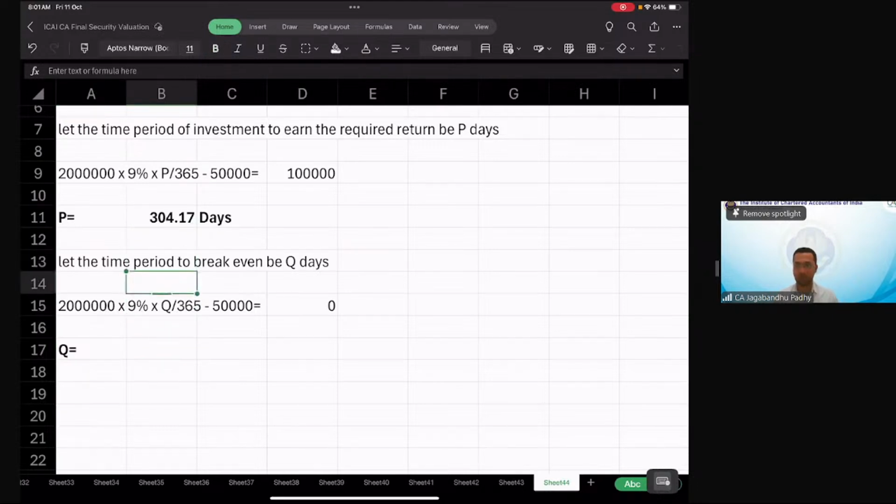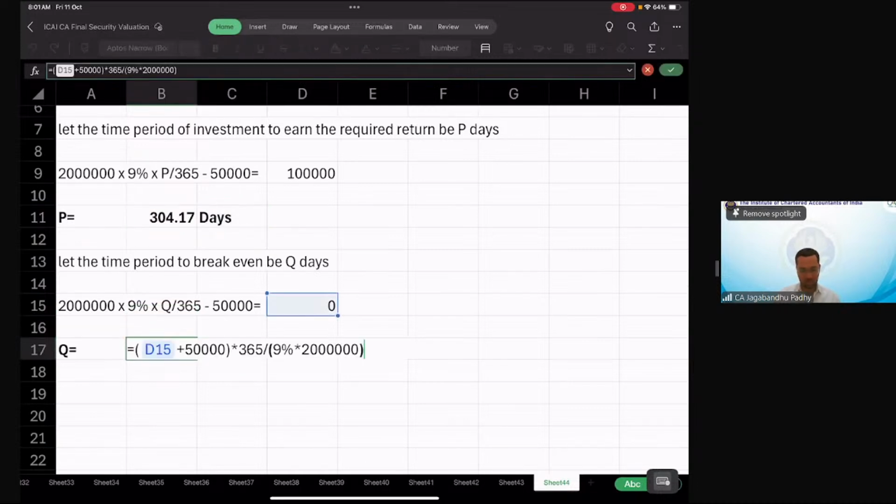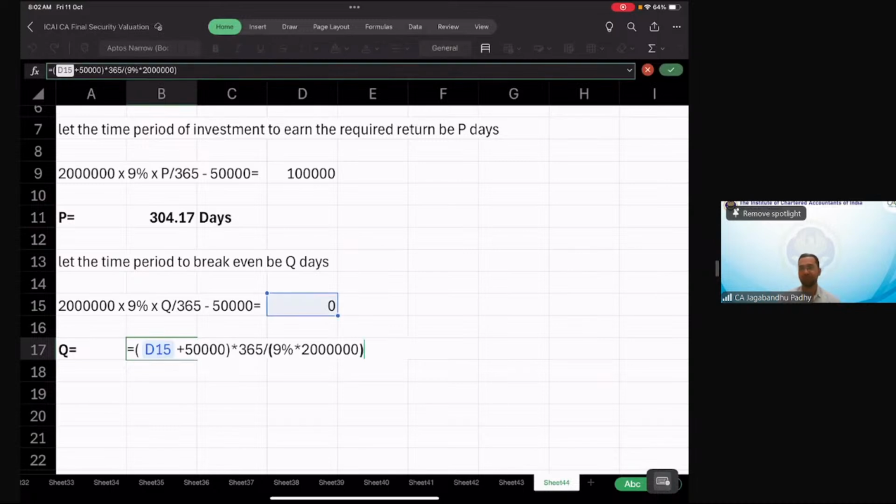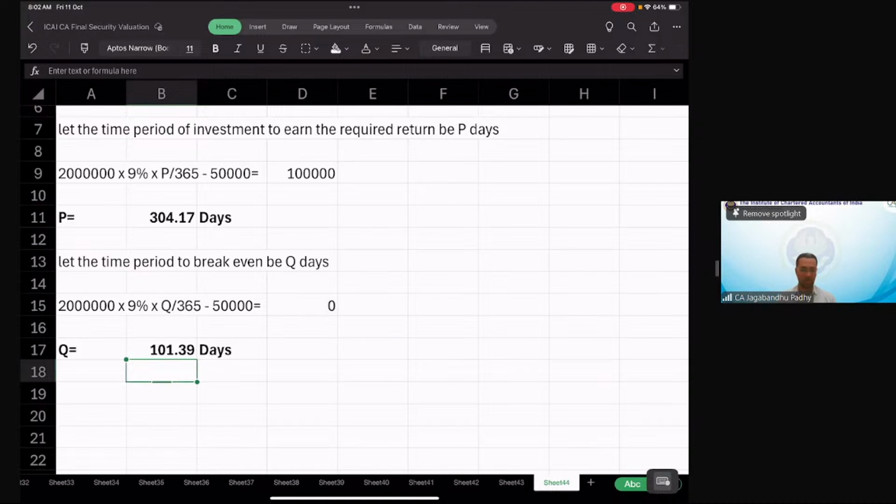101 days. This 101 days. Okay. Let me just see. Yeah. That's 101 days. Right. So in 101 days, you will be able to break even the investment, where you will be able to recover your initial expenditure of 50,000. And beyond that, whatever you earn, that will be an income for you.